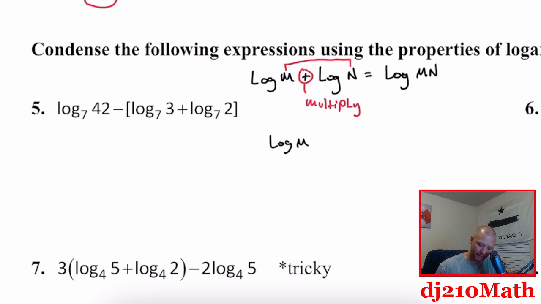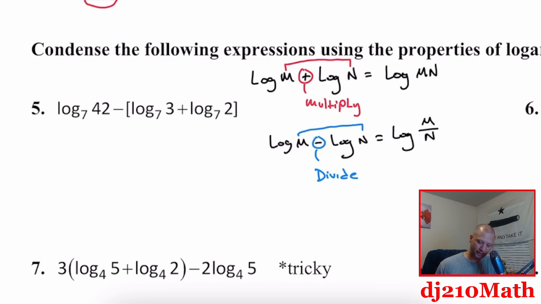When we have subtraction, you're going to divide. So when it's minus, this is divide. Divide what, you say? m and n. So here's the key. The one that's to the right always goes in the bottom. N always goes in the bottom. You work from left to right.